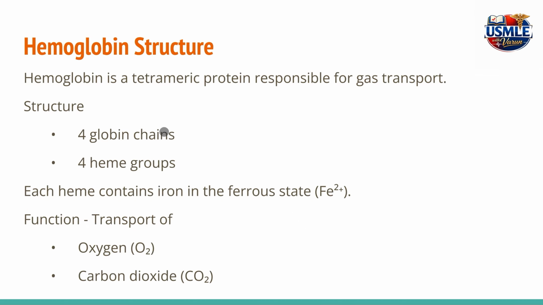The main function of red blood cells is carried out by hemoglobin. Hemoglobin is a tetramer, meaning it has four globin chains and four heme groups. Each heme contains iron in the ferrous state, Fe2+, the reduced form.